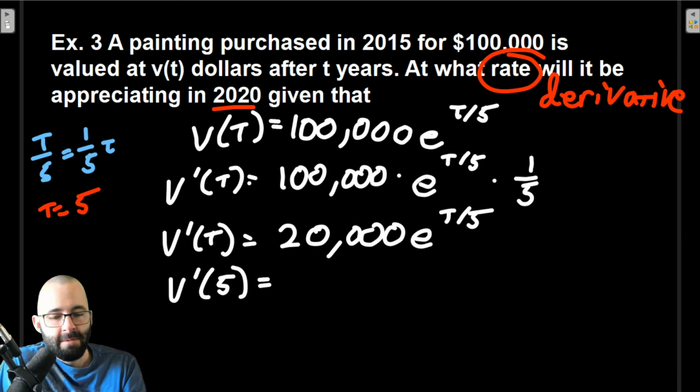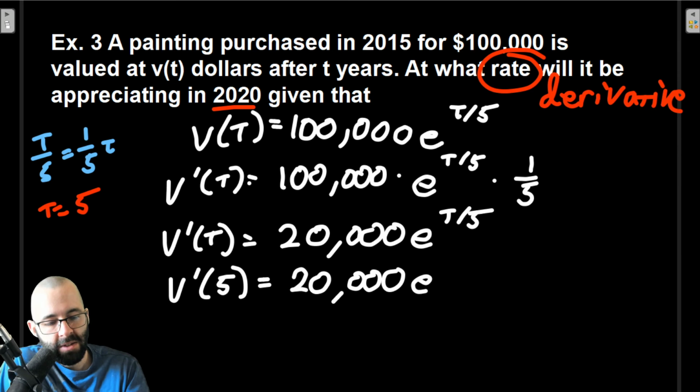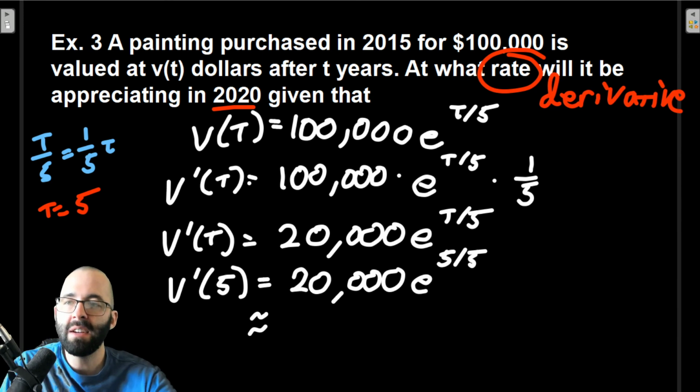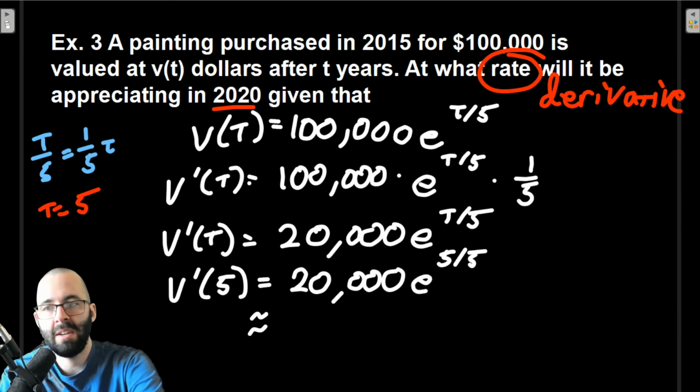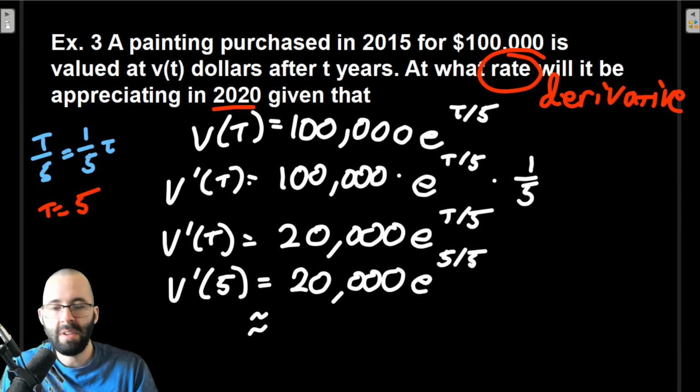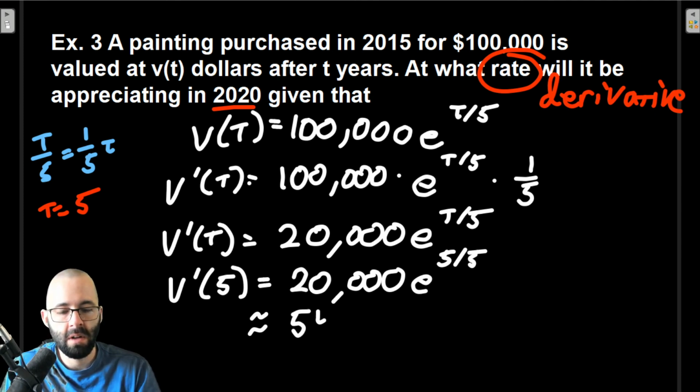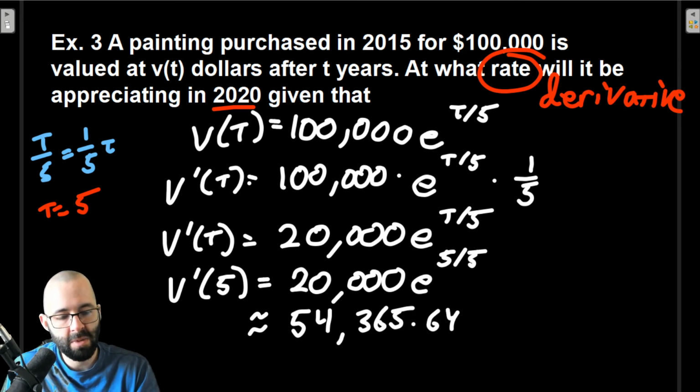So we plug in 5. All right, that's going to be 20,000 times e to the 5 over 5. Plug that into a calculator, and you're going to get approximately some number. 20,000 times e to the 1, $54,365.64 approximately.